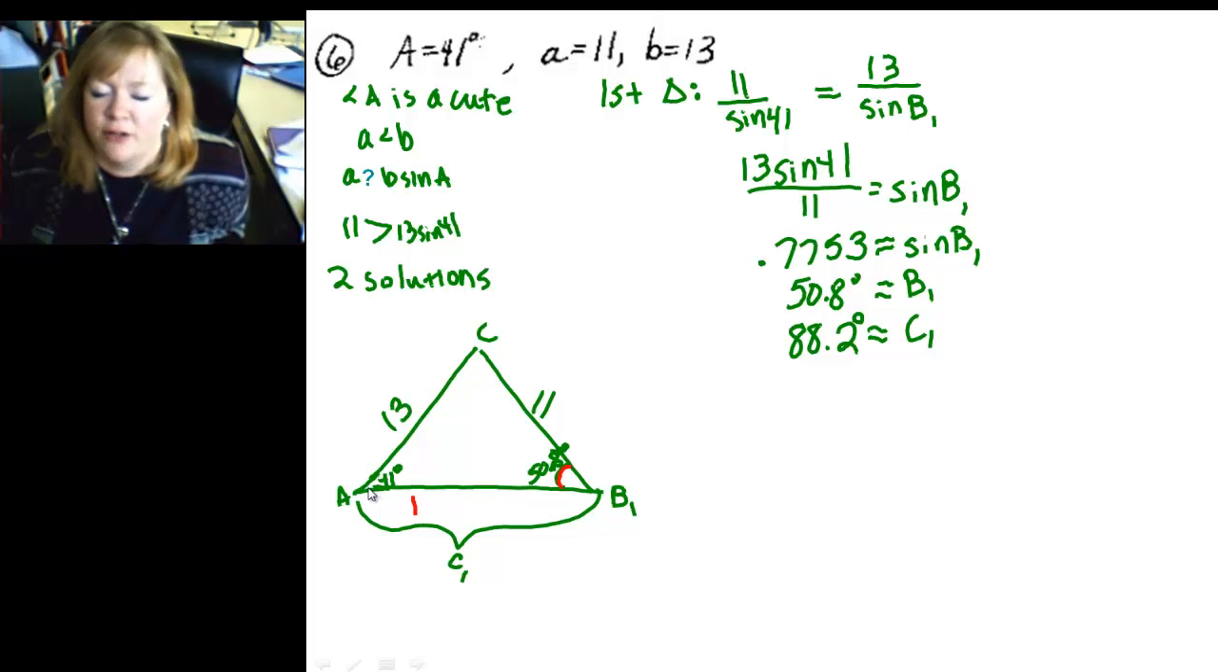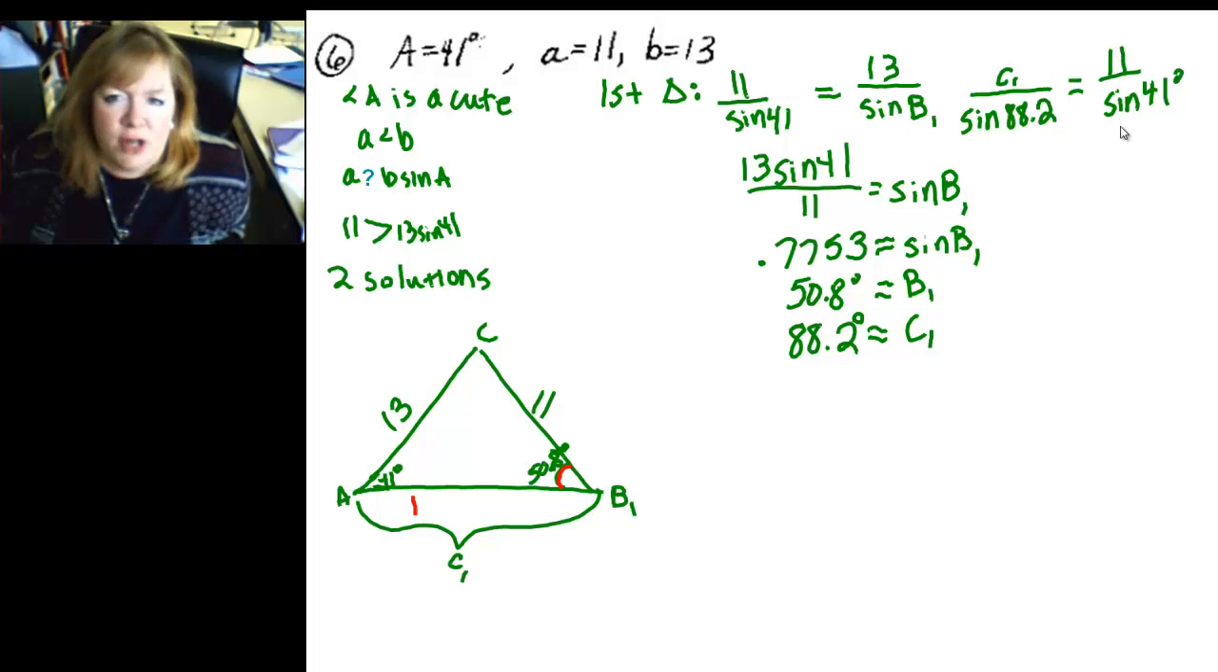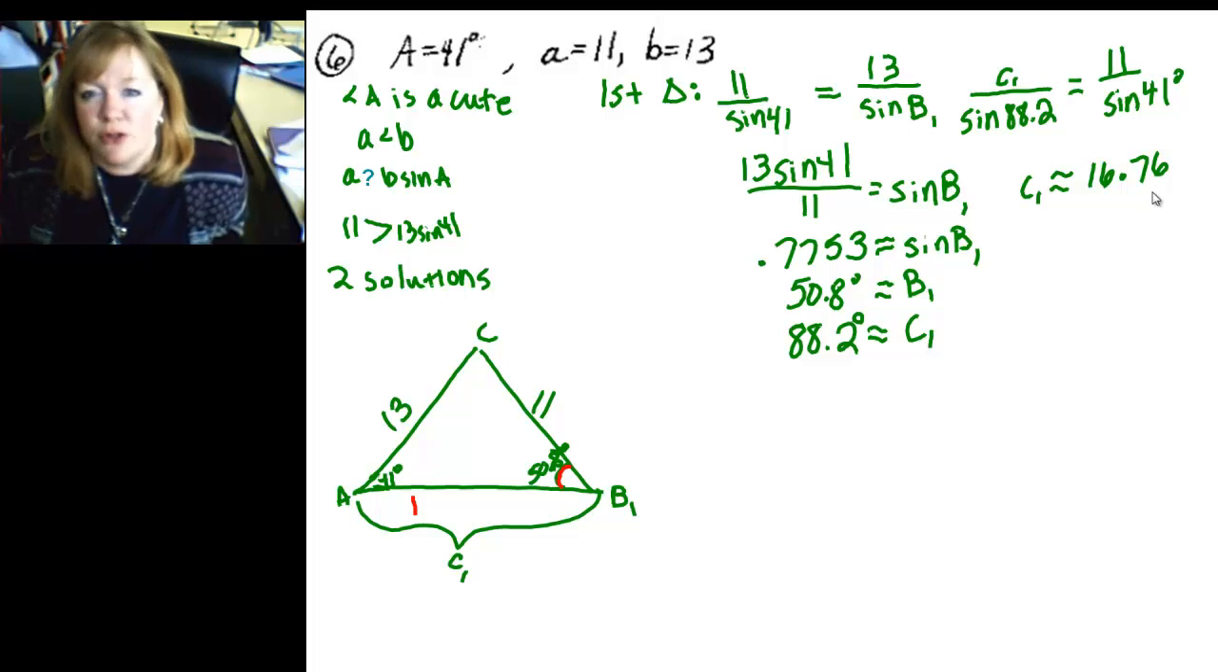I take 180, subtract the sum of those two. Then I need to find little c1, so I'll take c1 over sine of 88.2 equals 11 over sine of 41. When I solve that down, I get c1 equals 16.76. So this is my first solution if B is an acute angle.